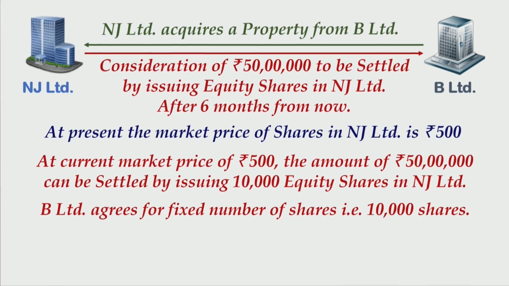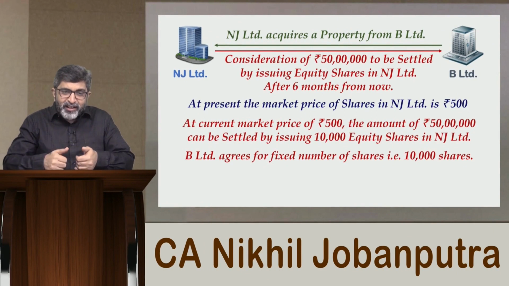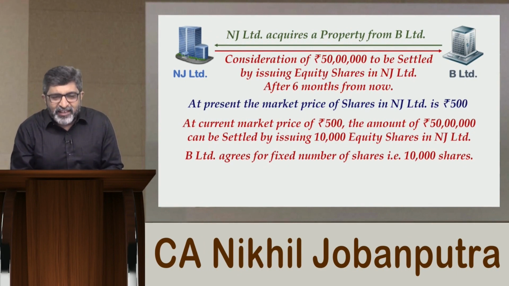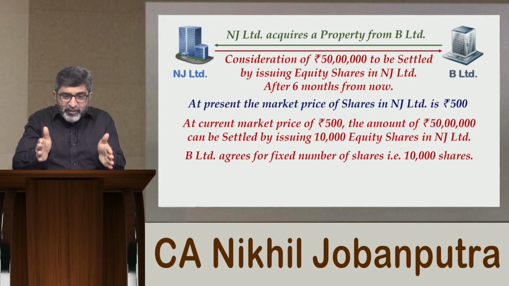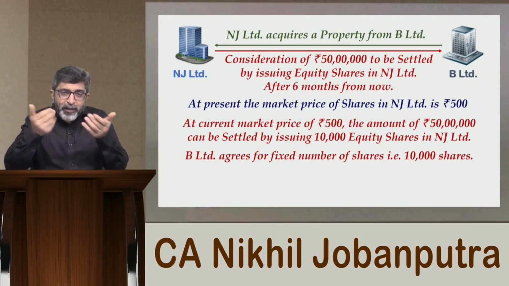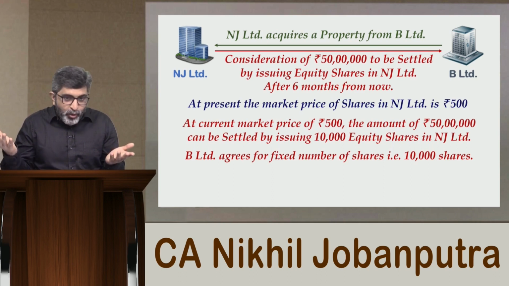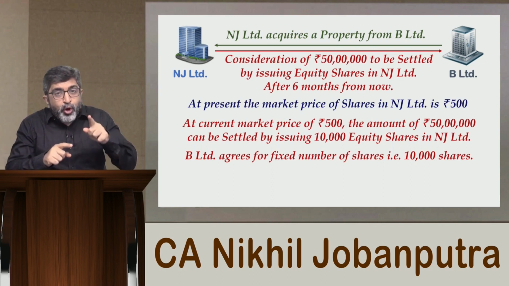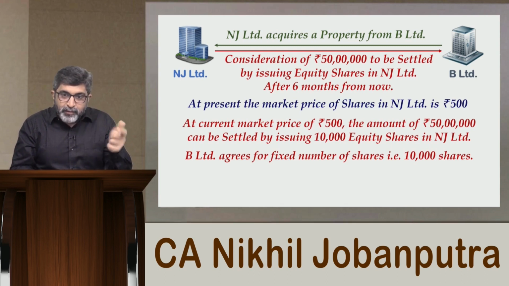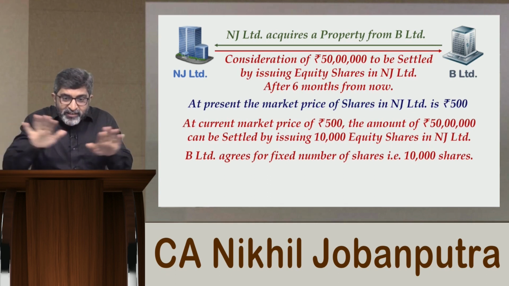So now with this modification in this example, where B Limited is agreeing for a fixed number of shares in the settlement, the amount to be settled is fixed, and B Limited has agreed to accept a fixed number of shares for settlement. So we know the answer now. These shares will be issued on 30th June, correct? But at the balance sheet date, the shares are not in existence.